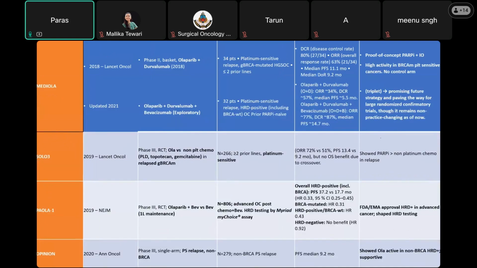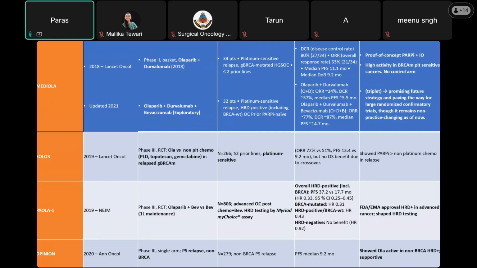The MEDIOLA trial had 2 parts. In the original MEDIOLA trial, olaparib was combined with durvalumab and showed good disease control rate and overall response rate, showing good activity of a PARP inhibitor with an immune checkpoint inhibitor combination, but it had only one arm. Later on, bevacizumab was added to the olaparib and durvalumab arm, and the triplet therapy showed DCR, ORR and PFS benefit. This triplet paved the way for a large RCT, though it is not practice changing as of now.